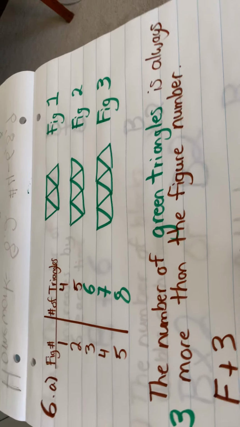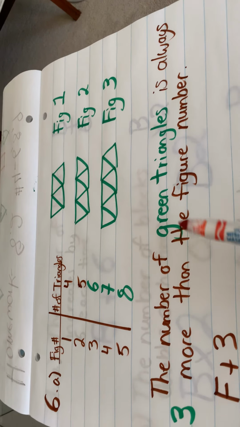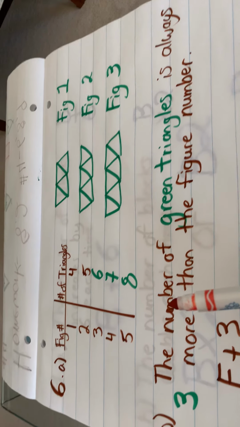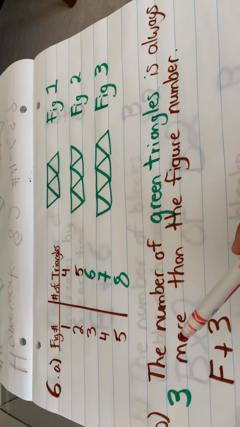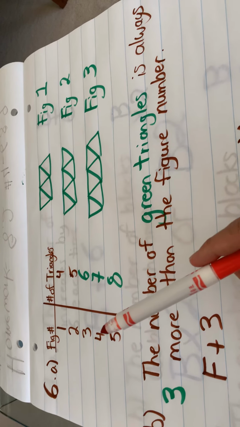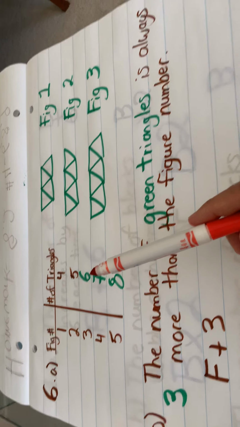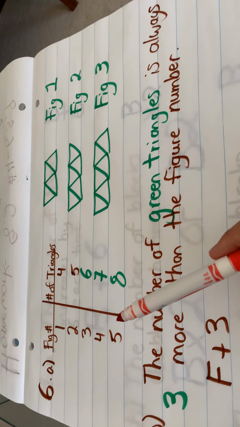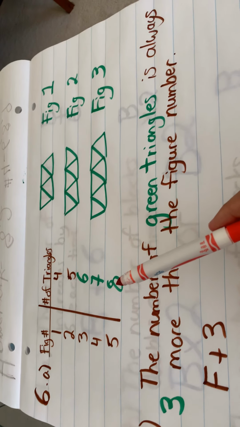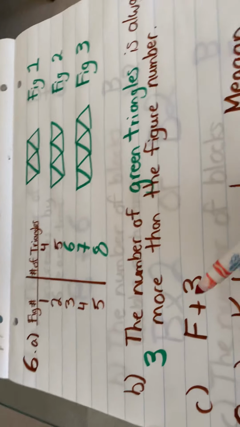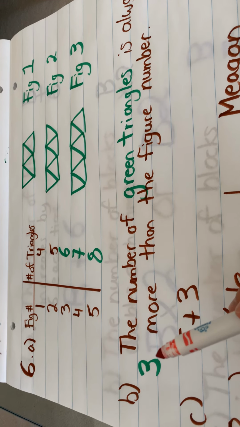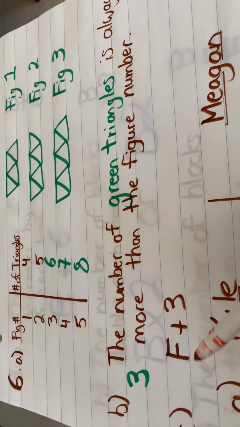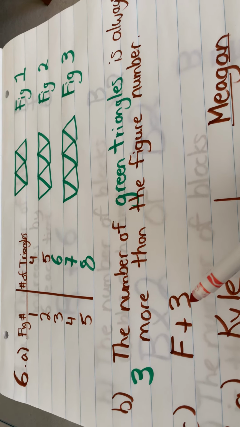So what is the pattern rule? What's the connection between the number of green triangles and the figure number? Well, from what I can see in the chart, the number of green triangles is always 3 more than the figure number. So if the figure number is 3, the number of triangles is going to be 3 more, 6. If the figure number is 5, the number of triangles is going to be 3 more, it's going to be 8. So that tells me my algebraic expression is just the figure number plus 3. Why plus 3? Because the number of green triangles is always 3 more. More means addition. So figure number plus 3 gives us the number of triangles. All right? Let's look at number 8.